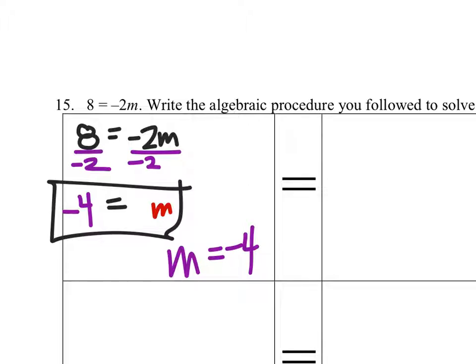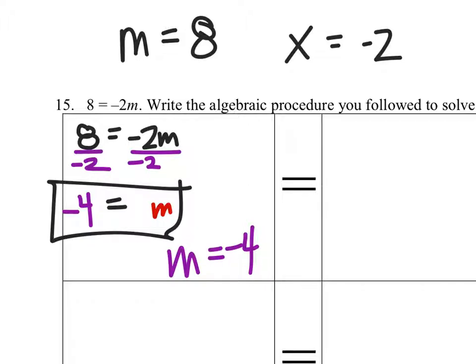Well, you guys remember some of the other answers, right? Like m is 8, or maybe x was negative 2. What's the coefficient of each of these, the x and the m? No, x and m are the unknowns or variables. The number connected to them. Oh wait, yeah, the coefficient of each of these is 1. It's a phantom 1, you guys. So that's why that inverse operation stuff is so important to remember.